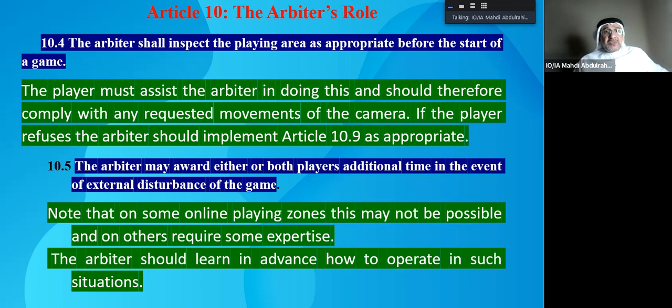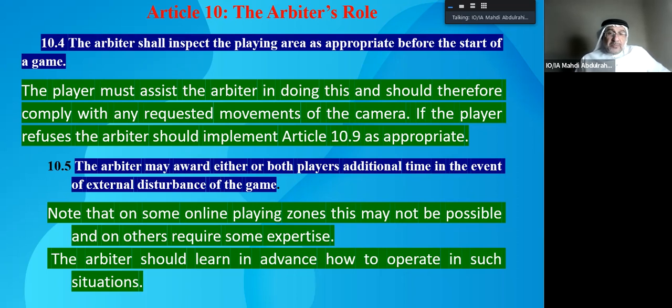And sometimes we use Google Translate, translate the words into any language and send them to the player: please open the camera, please open the sound, open, mute, unmute. This is all the type of methods we can use with a player. So the arbiter may award either or both players additional time in the event of external disturbance of the game.